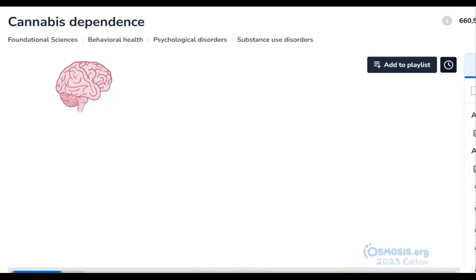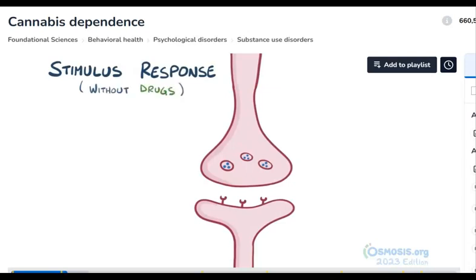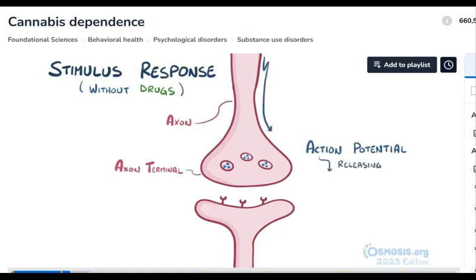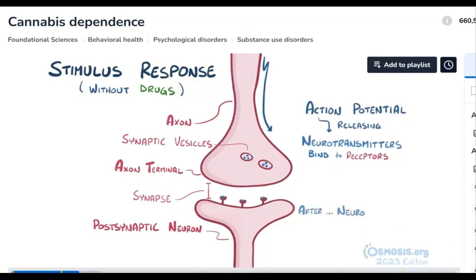To understand how cannabis works, let's zoom into a synapse of the brain to see how a stimulus response is induced generally, without drugs. Normally, electrical signals or action potentials travel down the axon to the axon terminal, triggering the release of chemical messengers called neurotransmitters from synaptic vesicles into the synapse. The neurotransmitters travel across the synapse and bind to receptors on the postsynaptic neuron, where they give the cell a message. After those neurotransmitters have done their job, they unbind from the receptors and can simply diffuse away, get degraded by enzymes, or get picked up by proteins and return to their release site in a process called reuptake.